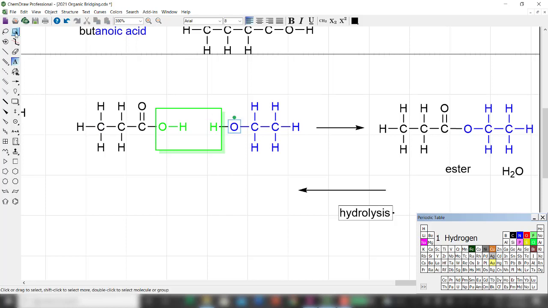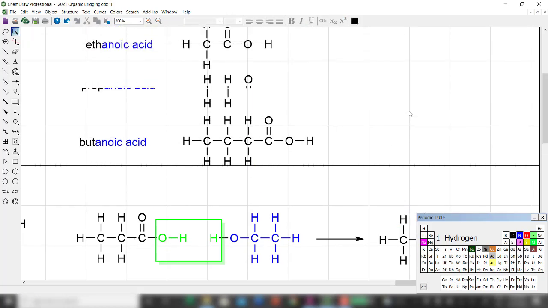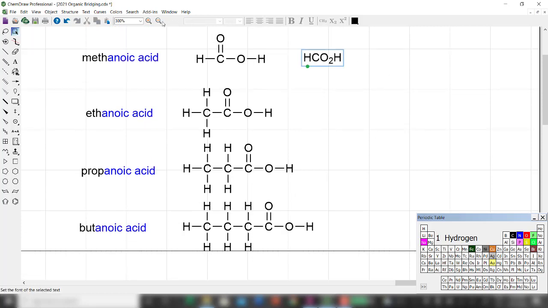Those of you who took bio, this term might be meaningful to you, because hydro means water, and lysis means break. So use water to break up something. So in this case, we are breaking up the ester linkage, or the ester functional group. So this is actually the ester functional group. Okay, so I guess that's about it.